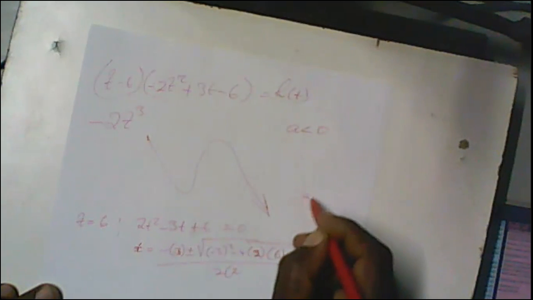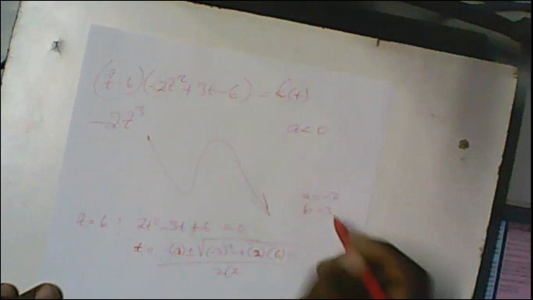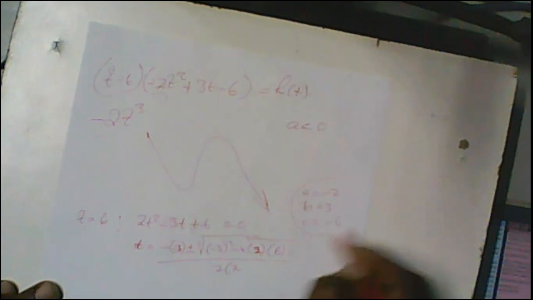Now we need to take the coefficients. Your a is minus 2, your b is 3, and then your c is minus 6. Then substitute to find the t value. Then it will be 3 plus or minus the square root of 3 squared minus 4 into minus 2, then into minus 6, all over 2 into a is minus 2. Then you punch it.